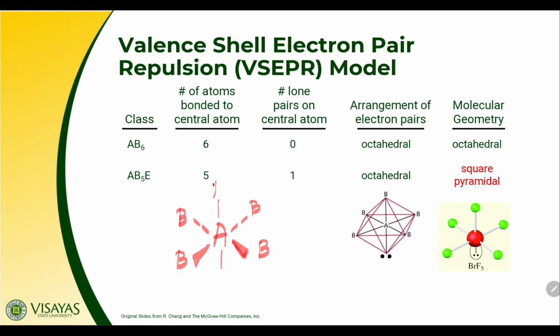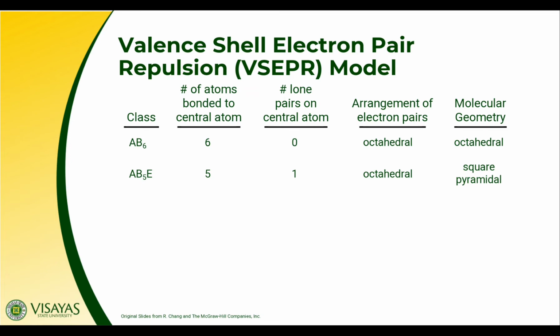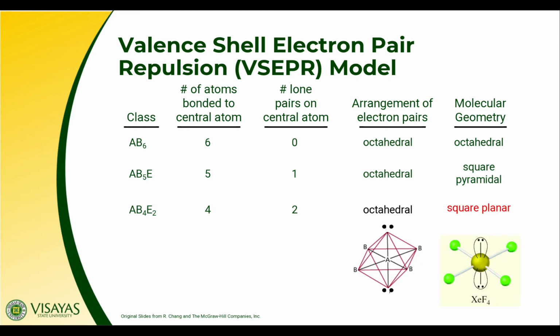So this becomes an atom bonded, and this is where our lone pair is. So that is AB5E, a square pyramidal. Next, we have our AB4E2. Here we have 4 atoms bonded to the central atom and 2 lone pairs on the central atom. So the arrangement of the electron pairs is octahedral, and the molecular geometry is square planar.